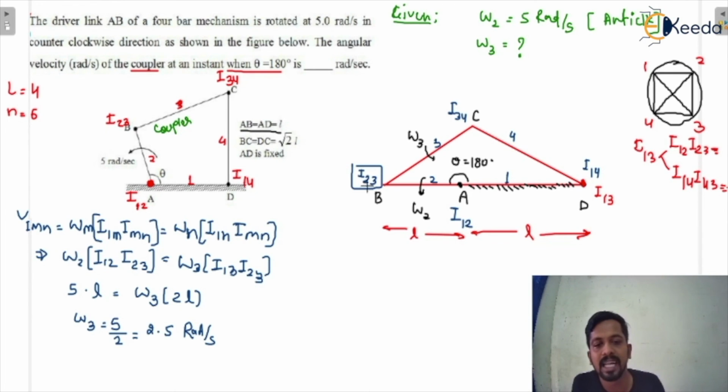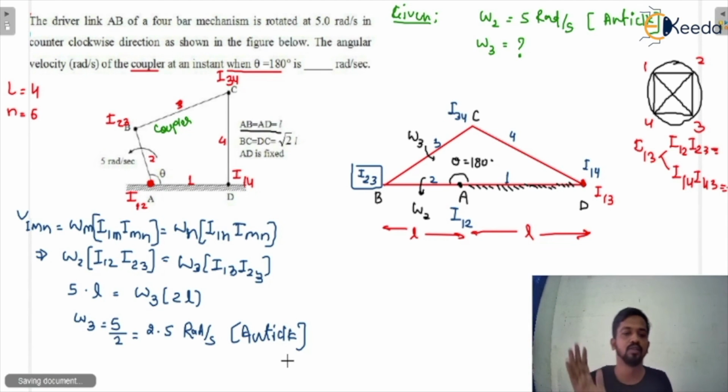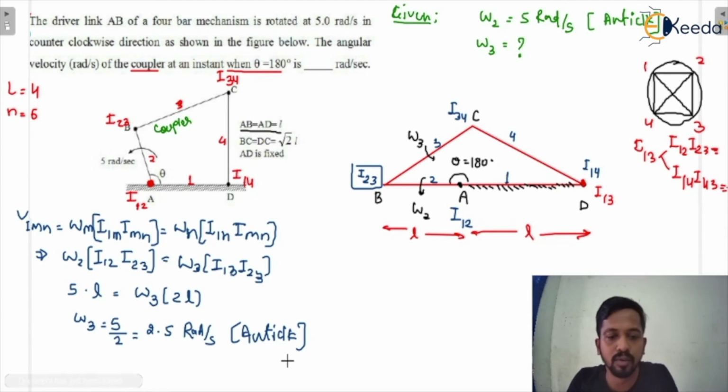Here you can see that I23 is here, and I12 and I13 are both on the same side of I23. So omega 2 and omega 3 have the same direction. That means if omega 2 is anti-clockwise, omega 3 will also be anti-clockwise. So it would be anti-clockwise direction. That would be the answer that we have to solve.